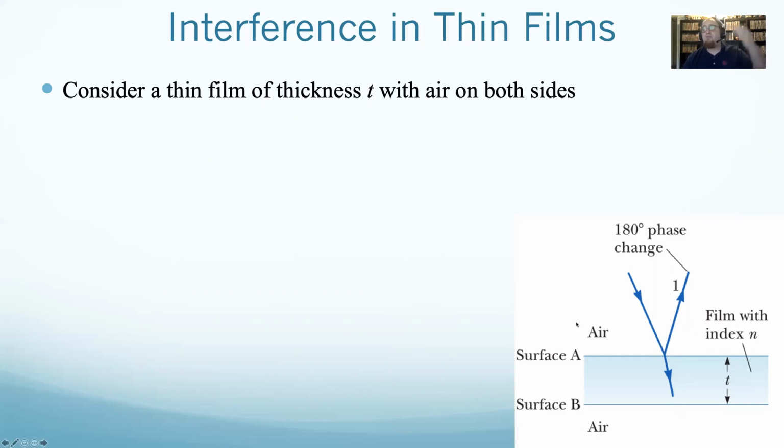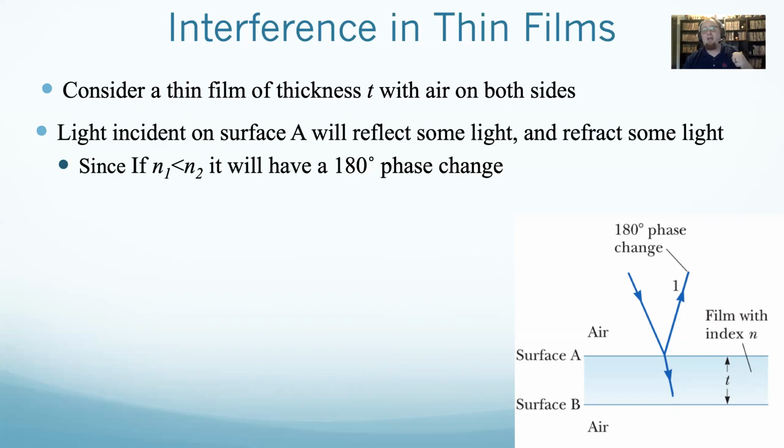Now this is going from air to something else, from a lower index of refraction to a higher index of refraction. Since we're going from lower to higher, there will be a 180-degree phase change. And so this light, coming out as beam 1, will have a phase shift. But some of the light refracts through. Some of the light goes into the soap, in the case of the bubble.